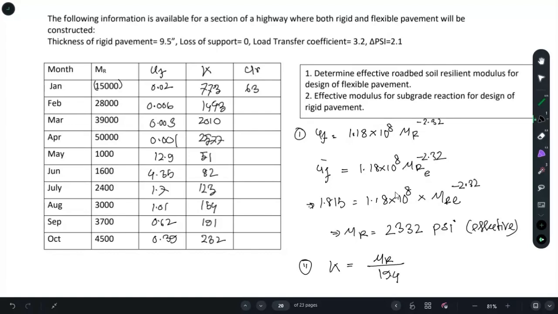And similarly, I'll get for February 43, and the later ones are 34, 27, 155, 139, 126, 118, 111, 104.